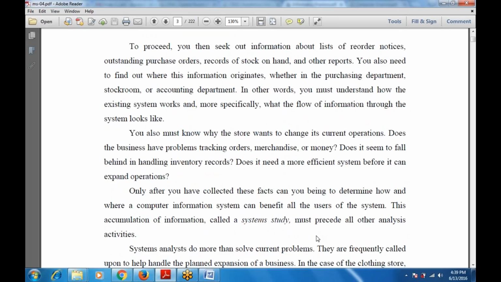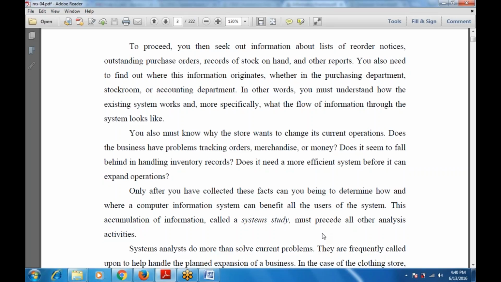This is only done when you collect all these facts that are required for the system, to determine how and where a computer information system can benefit the users of the system. And this accumulation of facts is known as the system study. System study means studying the system, how the system will be better suited for the users, how it will be implemented or designed in a computerized way by using IT, the digital way, so that it will be best fit for the organizations and the end users.